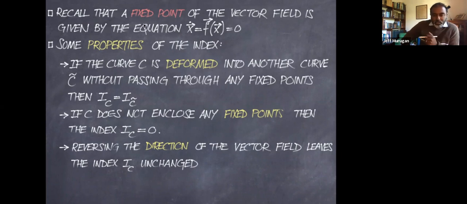So there's three things that we've just learned. If the curve C is deformed into another curve without passing through any fixed points, then the index is invariant. If the curve C does not enclose any fixed points of the vector field, then the index is 0. And if I change the direction of the vector field by just adding a minus sign in front of the f of x, the index is unchanged. It's invariant.